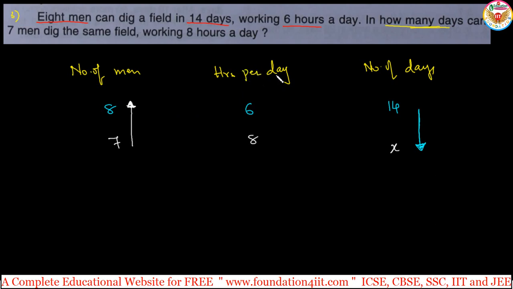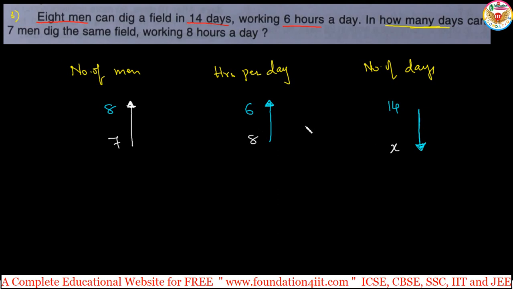Now, hours per day, number of days. For example, 6 hours per day, they are working 14 days. If you take more hours per day, they'll take less days. Just inverse variation, observe. More hours if you spend per day, within less days you'll complete. Less hours per day if you work, it will take more days. Inverse variation, this also. So since this was inverse variation, you take reverse. Because first and third we are comparing.